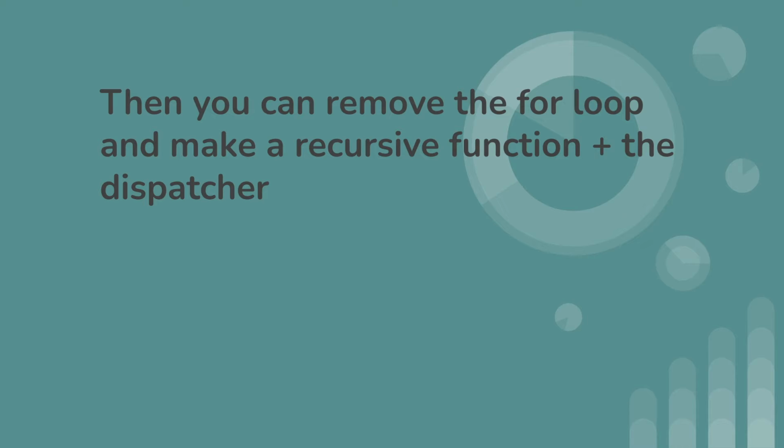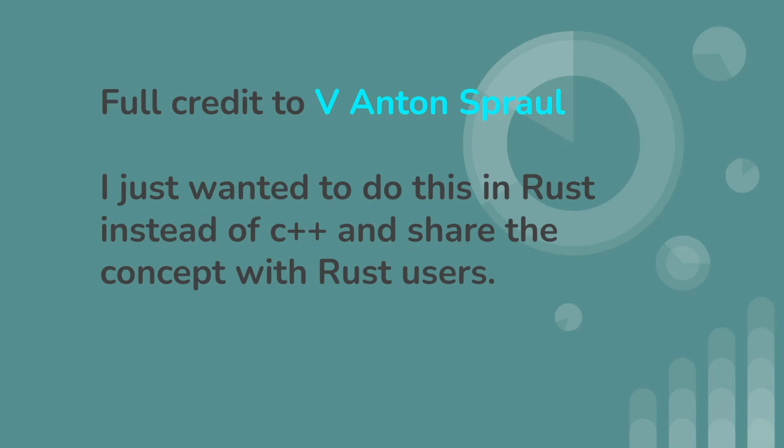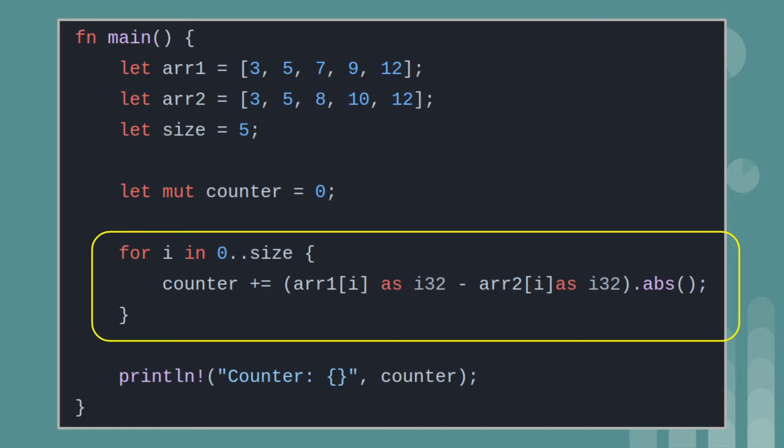Then you can remove the loop, get rid of the for loop. And basically, you make a recursive function, which calls the function itself, and then you add back on the dispatcher. This will make more sense in a second. I wanted to do this in Rust instead of the C++ example, just to check that I could do it in Rust and share it with any Rust users.